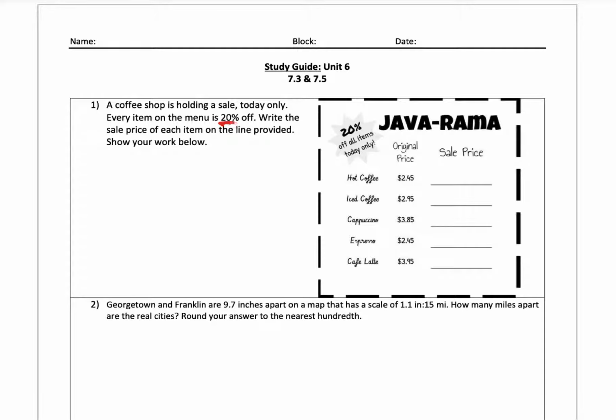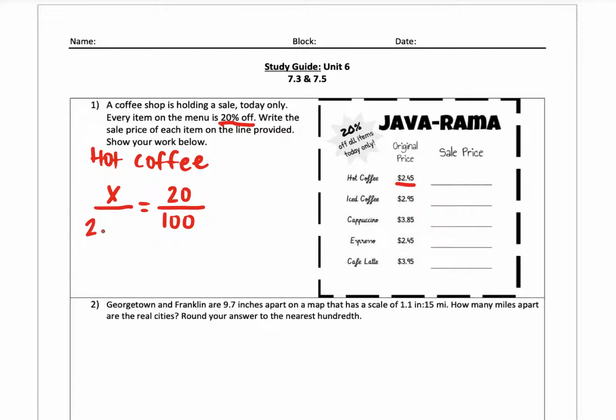So we're talking about 20% off, so they're getting a discount. Let's just start with the hot coffee, and that has an original price of $2.45, and we're getting a 20% discount. So remember that when we hear percentage, we always think of 100. So percents always go out of 100. And then we're trying to figure out how much 20% of the coffee is. So we don't know what the 20% is. So our x needs to be lined up with 20%.